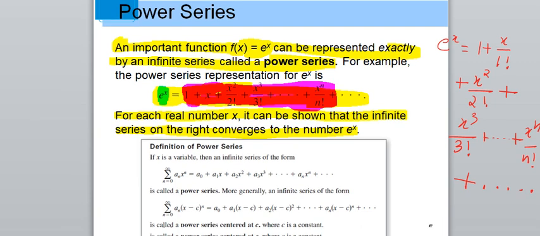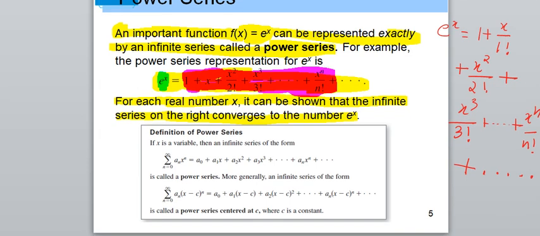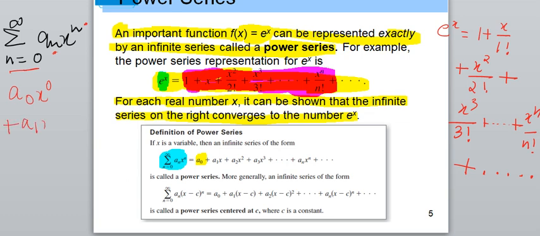Now look at the definition of a power series. A power series is written in this format: the sum, n starting from 0 to infinity, of a_n x to the power n. So the first one you're going to get is a0 x to the power 0. Because here you have an n and here also you have an n, and n is starting from 0, plus a1 x to the power 1.